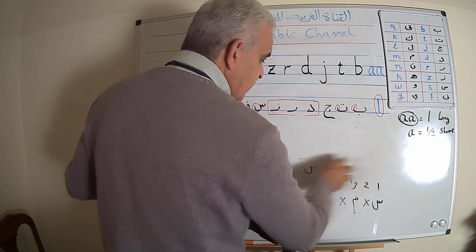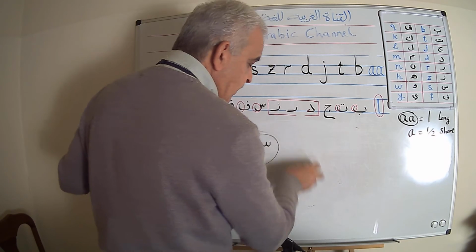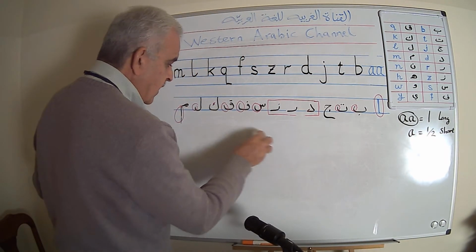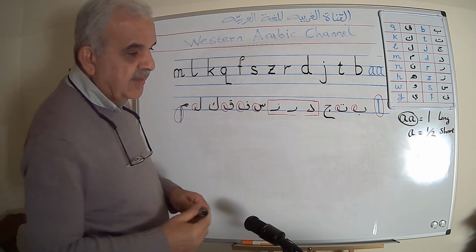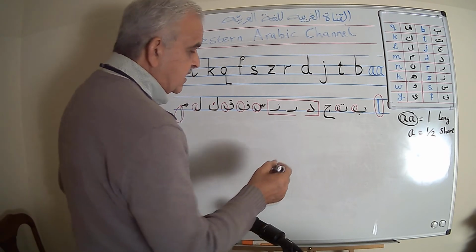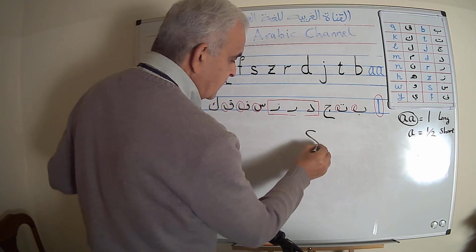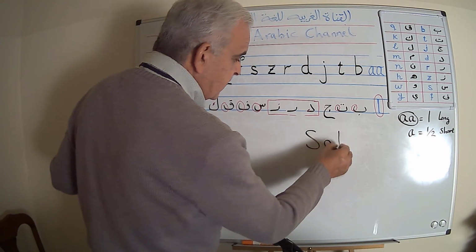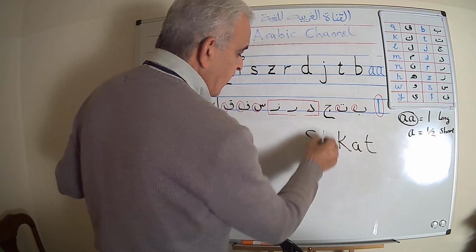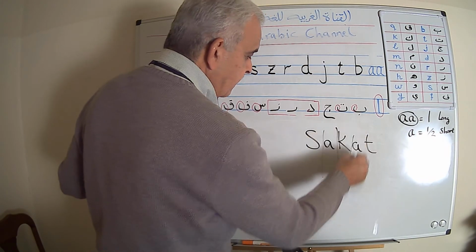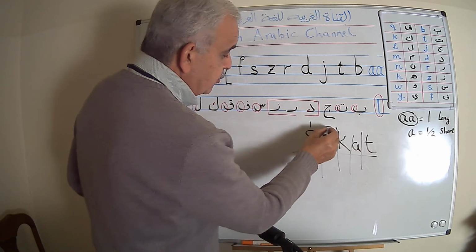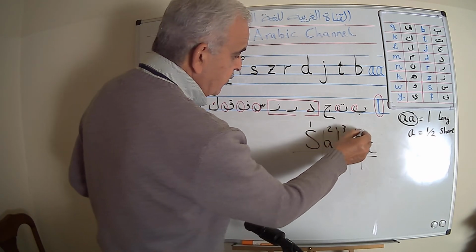Okay, now let's take another word, which is sakat. Sakat. Divide it. Okay. 1, 2, 3, 4, 5.